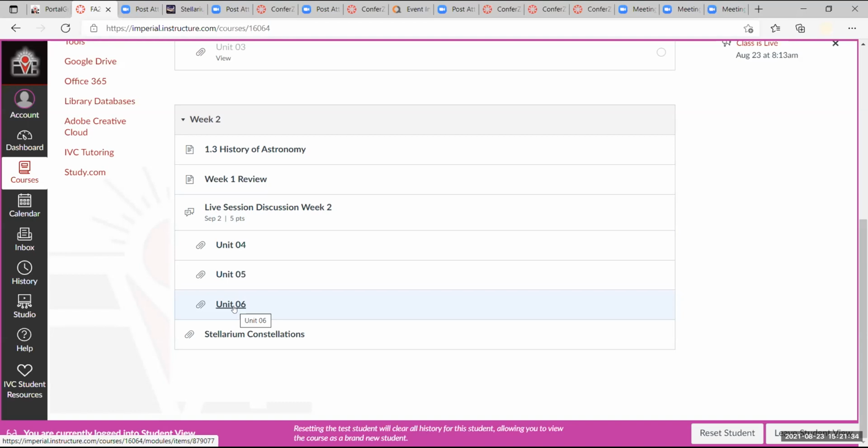Today I'm going to go over these. This is not a graded assignment yet. This has to do with Stellarium. The activities in this assignment have to do with what you read here. So you're going to open Stellarium and go step by step and follow along. Do not skip the steps.